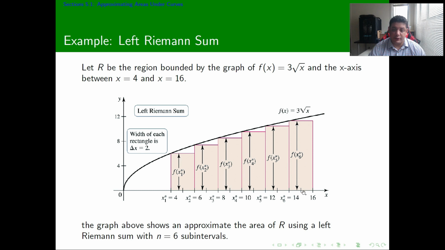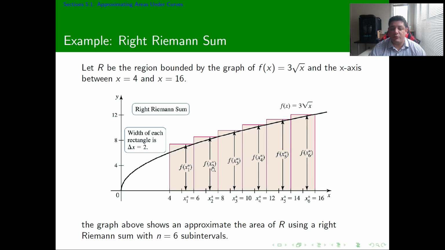But if we do this partition with the right Riemann sum, the opposite is going to occur. In here, we're not going to take the value of 4, and instead, the first subinterval is going to be given by f of 6, then f of 8, f of 10, f of 12, f of 14, and in this case, we are taking f of 16. So that's going to produce the height of each of these intervals.